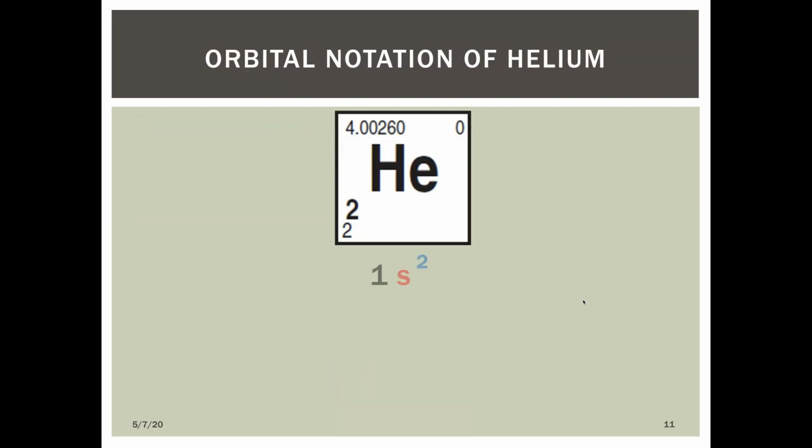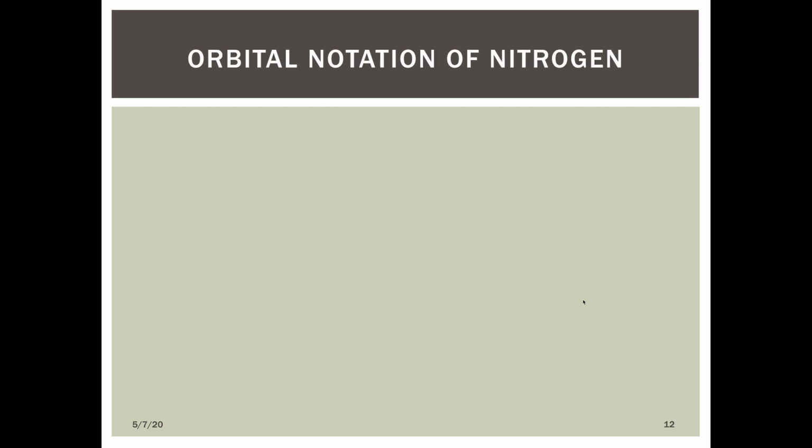Let's look at helium. This was its electron configuration. So the way you draw its orbital notation is you draw a box and you label it 1s. And now we're going to put the electrons in that 1s orbital. There's 2 of them, up, down. And that's it. That's the orbital notation for helium.